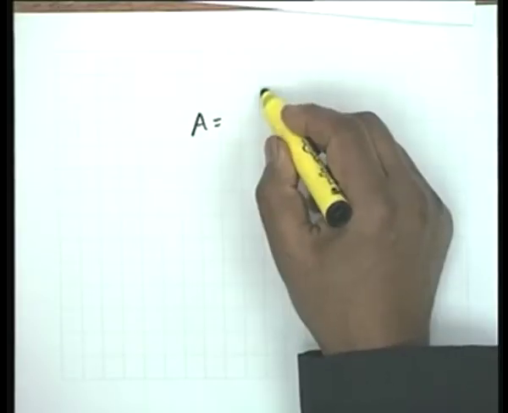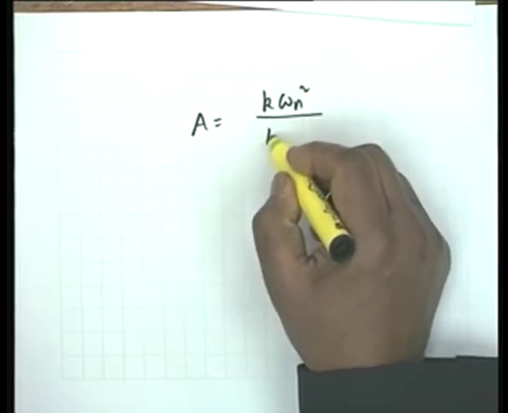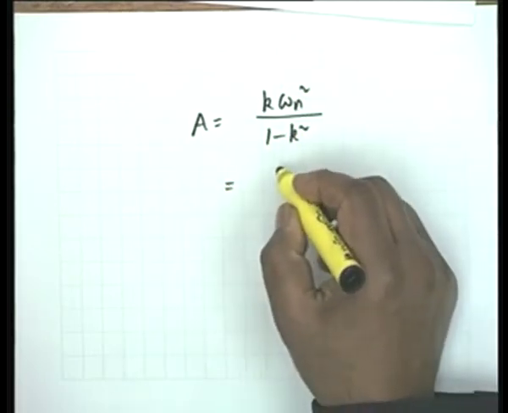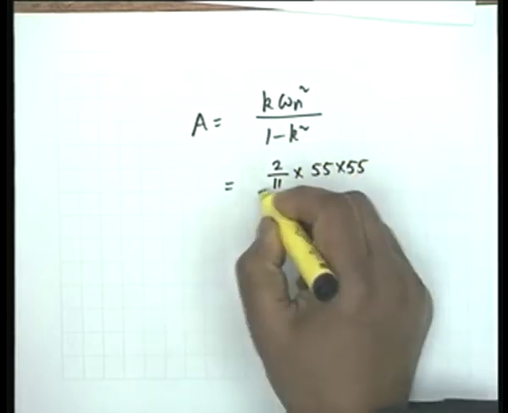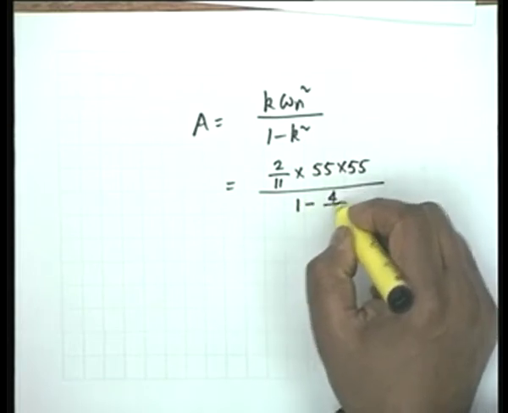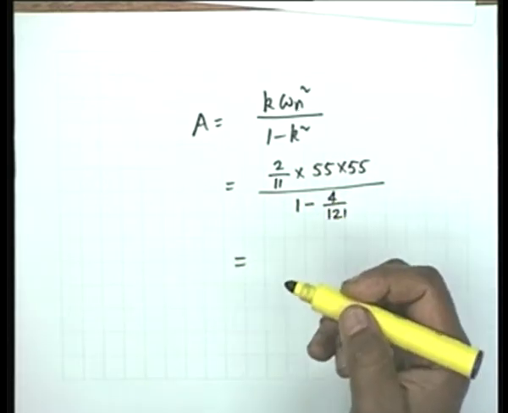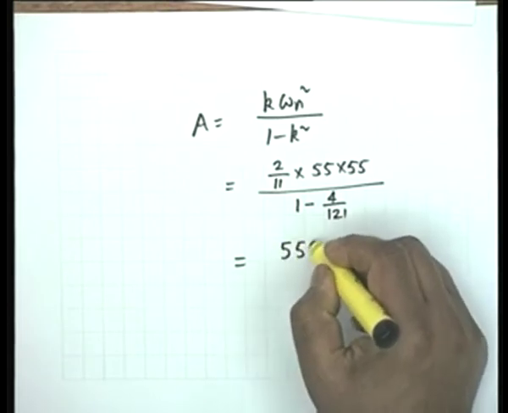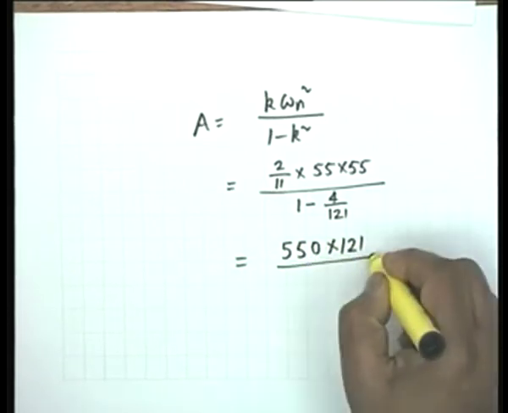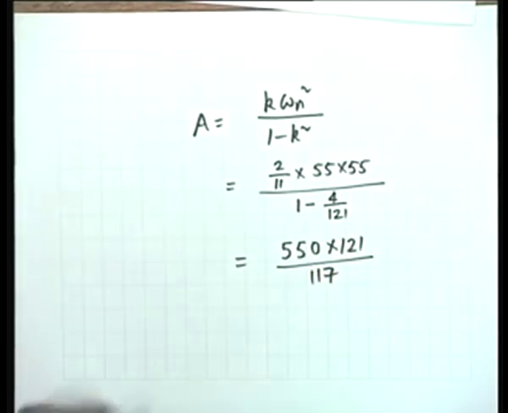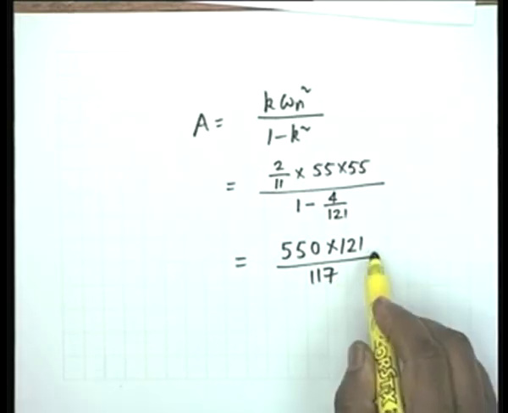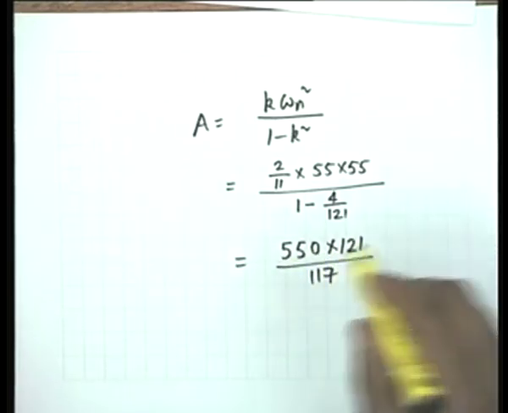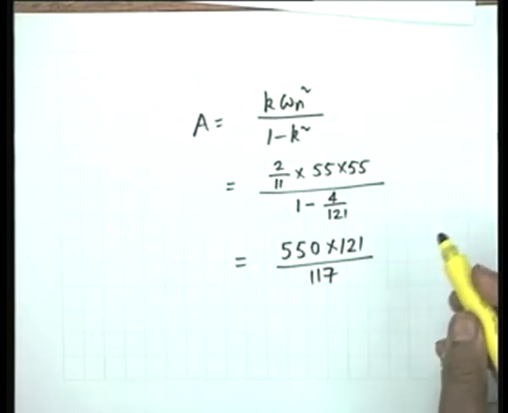A is k omega n squared divided by 1 minus k squared. So this is equal to 2 by 11 multiplied by 55 multiplied by 55 divided by 1 minus 4 by 121. And I felt lazy, I didn't calculate the whole thing, I just left it like this. There was no other cancellation. 550 into 121 divided by 117. 117, 3 is a factor, 9 is a factor, 13 is a factor, but none of them are factors of the numerator. So I left it at that. You have to use your calculator to get the values.